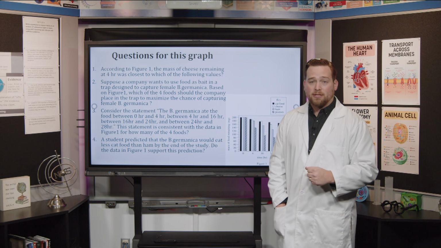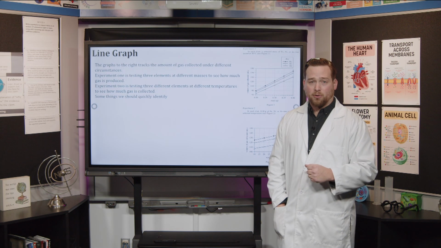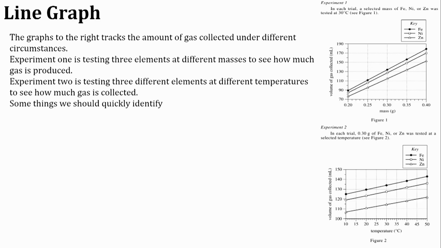So let's look at the next graph and see if we can break it down in a similar way. This time we're working with line graphs. There are 2 graphs over here on the right, so that's going to make it a little bit trickier. It says the graphs to the right track the amount of gas collected under different circumstances. Experiment 1 is testing 3 elements at different masses to see how much gas is produced. Experiment 2 is testing 3 different elements at different temperatures to see how much gas is collected.